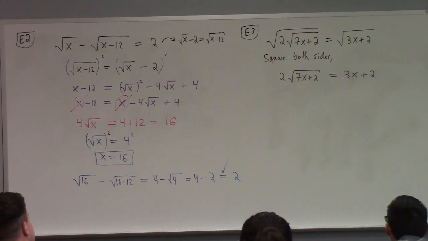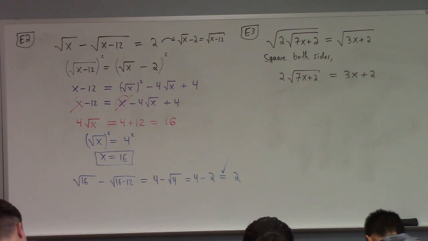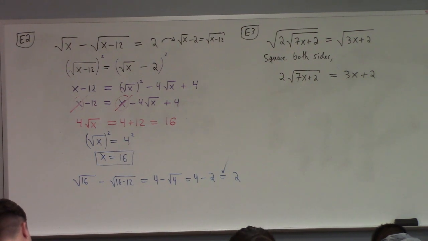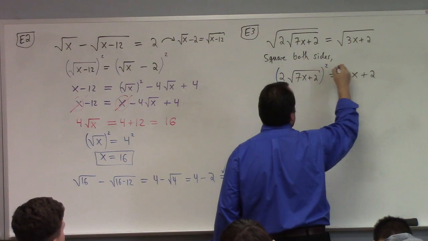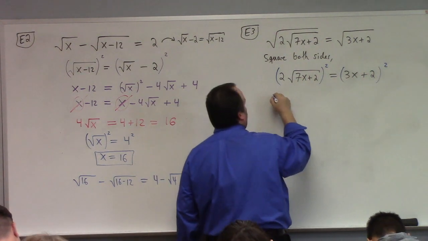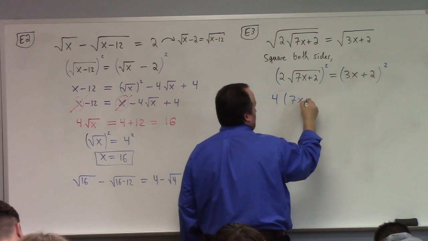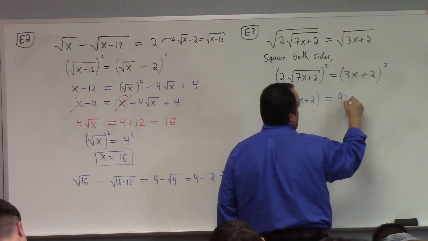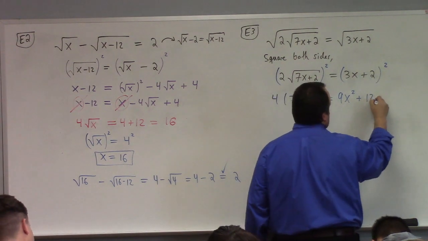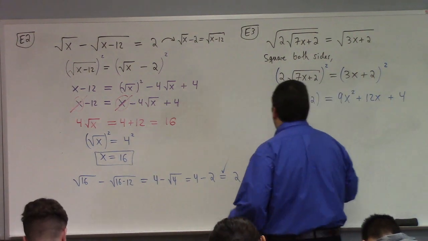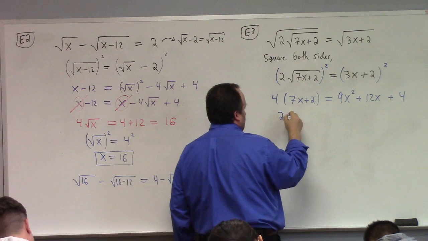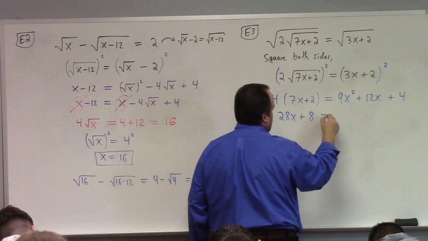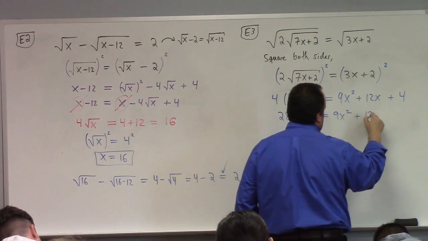What do we get? So we square both sides, right? Now be careful. When we square 2 times the square root, what happens? It turns into a 4, that's right. So what we're going to get is 4 times 7x plus 2 is equal to 9x squared plus 12x plus 4. But we should distribute the 4, right? This gives us 28x plus 8 is 9x squared plus 12x plus 4.